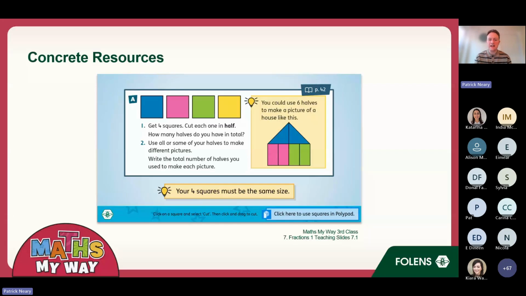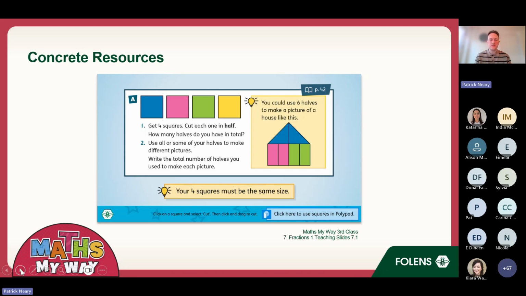So here in third class, the activities start off with getting paper, getting small squares, and folding them, cutting them, actually getting to see the halves, counting numbers of halves, counting numbers of wholes, and really having that visual representation. Something like paper or lollipop sticks are great because you can have a huge amount of them without it costing a huge amount of money.